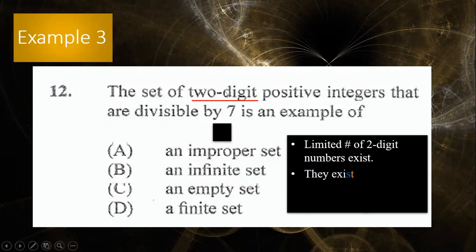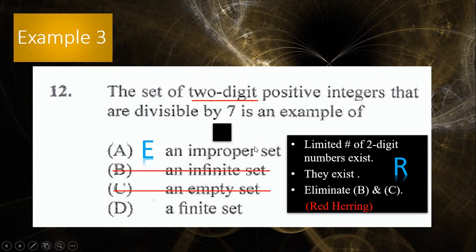When I say they exist, I mean we do have positive 2-digit integers, and we have a limited number of them. So which 2 answers here can be eliminated? Unnecessarily, Latoya. Good stuff there, Keisha. It's going to be B and C. You'll see that? You'll understand that? And that's a red herring.